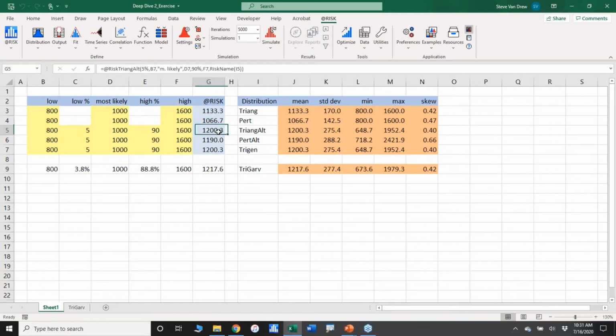I'll start here because you can see the means are the same, 1200.3, 1200.3 for the one we just did. Well, of course they are. They've got the same pieces of information. So it's just an alternate way of specifying it.